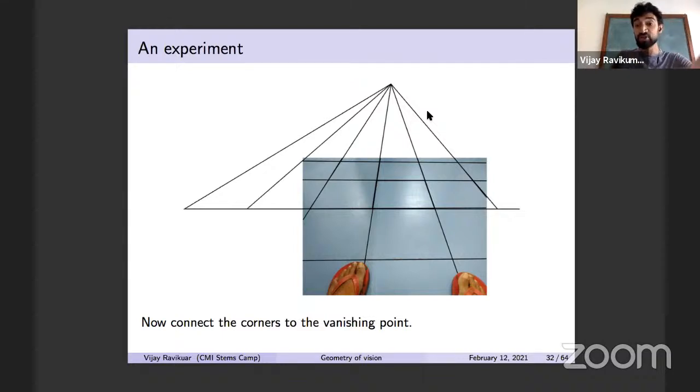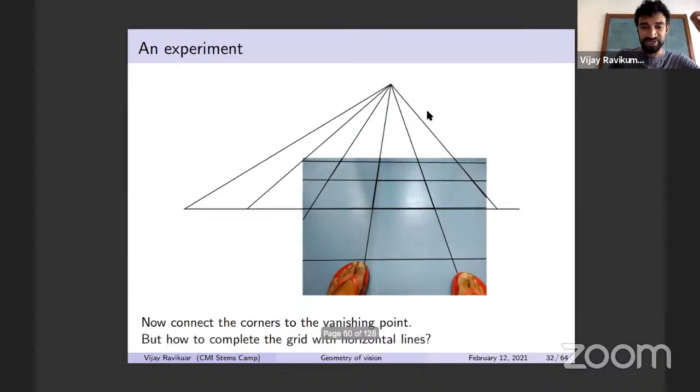And this gives us a good way to start extending the tiling. But we hit a roadblock at this point, because how do we complete the grid in terms of how we add more horizontal lines to our grid? I don't know, I hope this makes sense, what I'm asking.